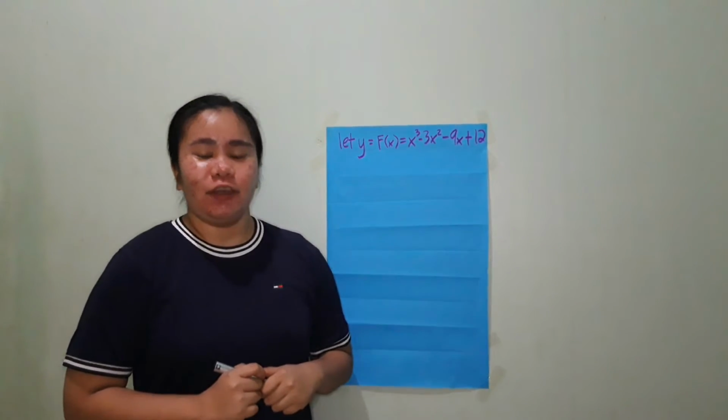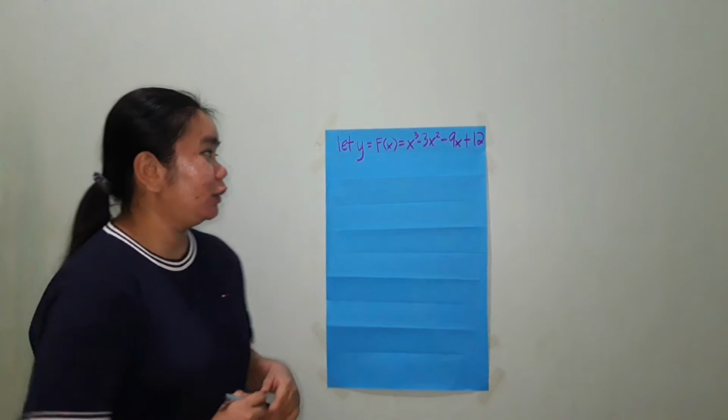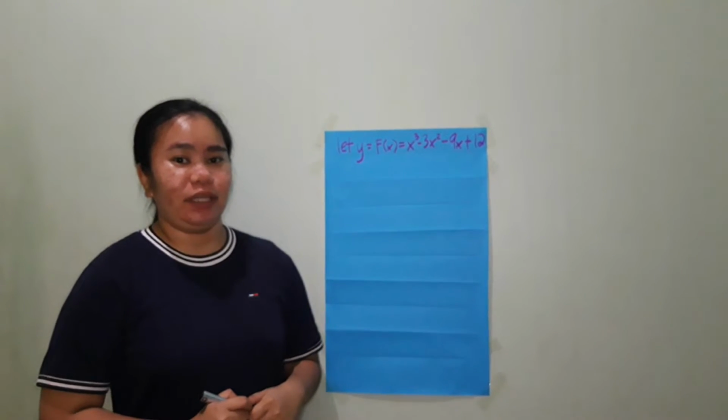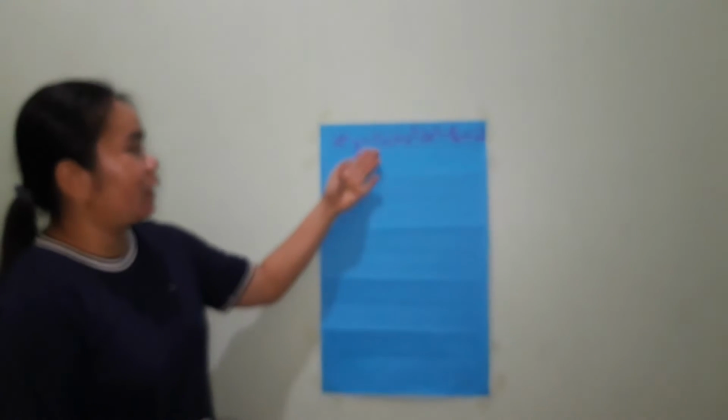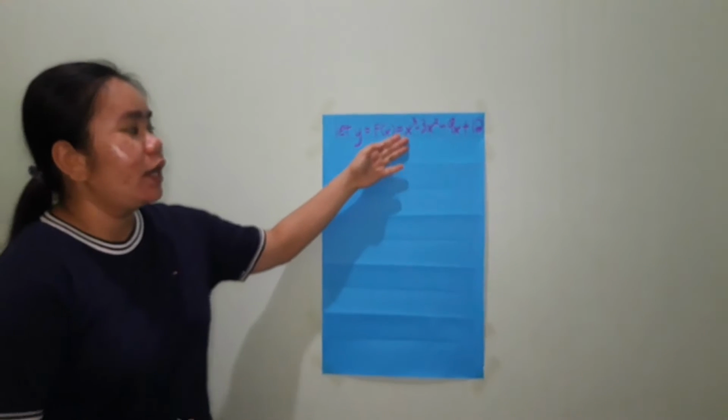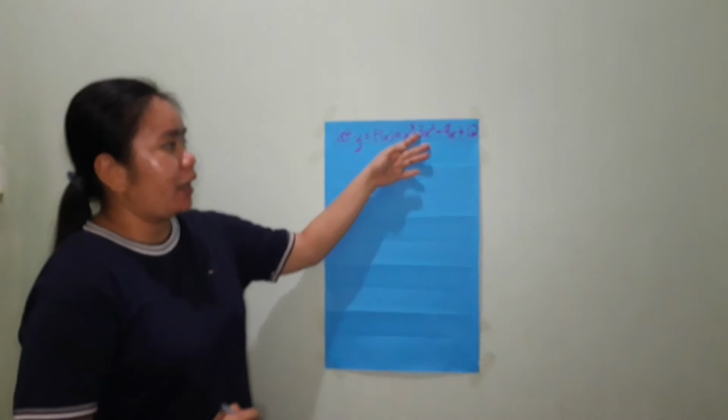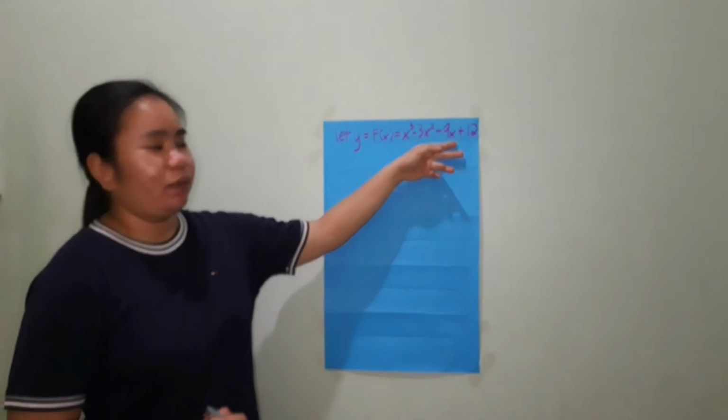This is an example of a maxima and minima problems. So, since it's a number problem, we don't need to illustrate it. Let y is equal to f of x is equal to x raised to the power of 3 minus 3x squared minus 9x plus 12.